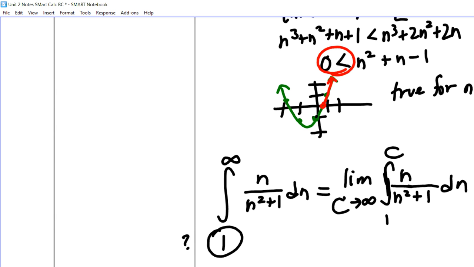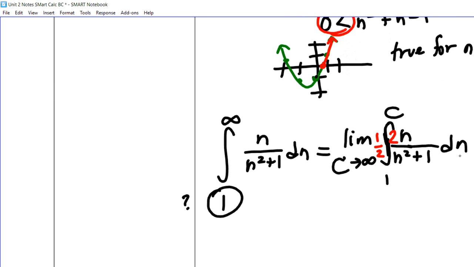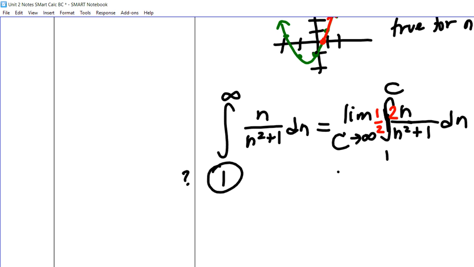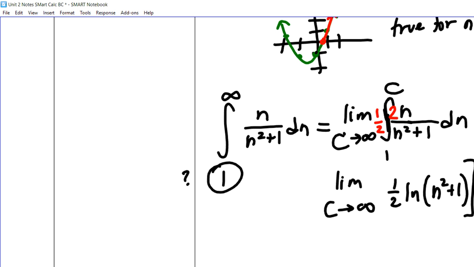Okay, Thor, which one is this? It is an ln. What am I missing for the ln? A 2. In order to have u prime over u. Agreed? So what do I have to put out in front? A 1/2. There's my antiderivative. I still need to evaluate from 1 to c.